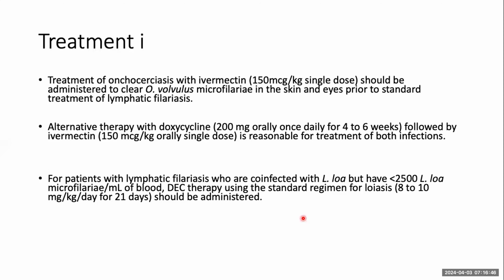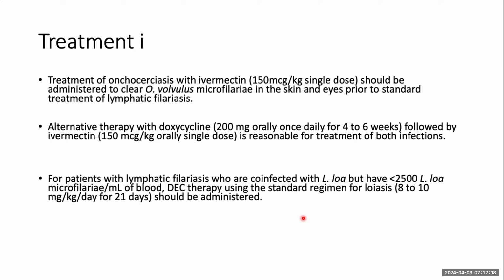So if we have co-infection with Onchocerca, it's advisable that we treat with ivermectin first before we go ahead to treat with diethylcarbamazine for the lymphatic filariasis. An alternative therapy is to use doxycycline followed by ivermectin, which is a reasonable treatment for both infections. For Loa loa, it's a bit staged.